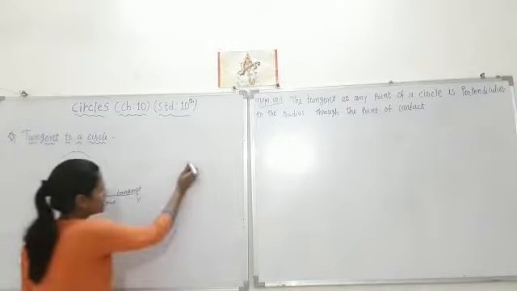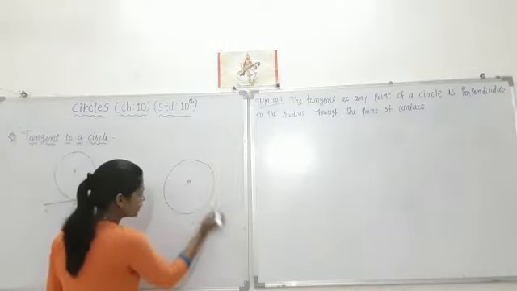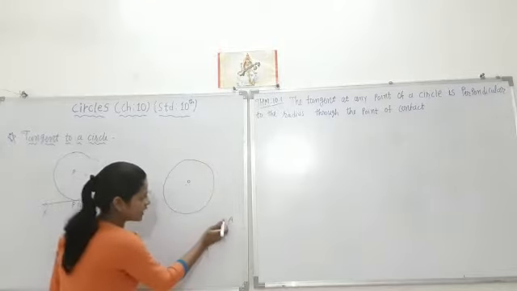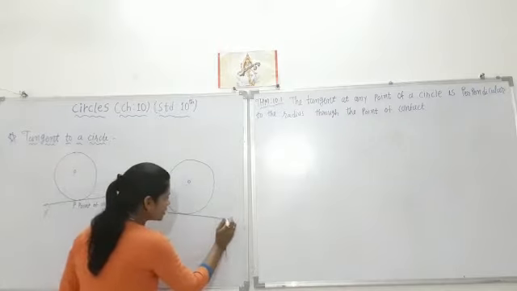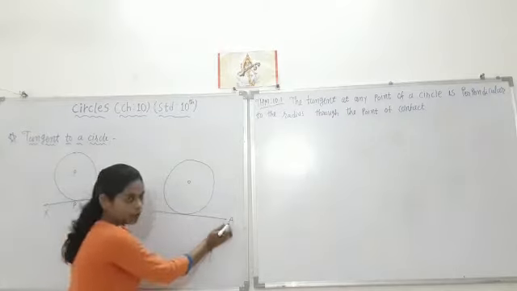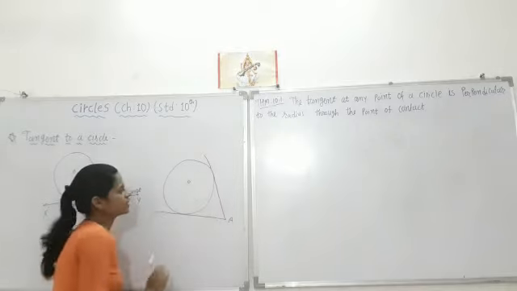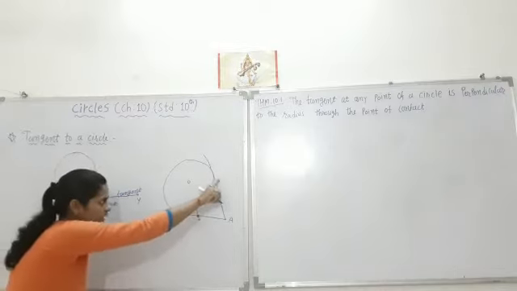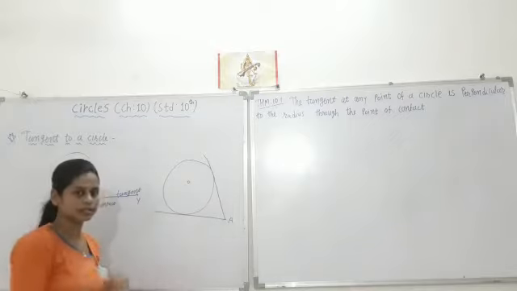And from any exterior point to the circle, suppose this is the exterior point A, we have two tangents from any point exterior to the circle. This is one tangent from A, and this is another tangent from A. So we have only two tangents from any exterior point to the circle.